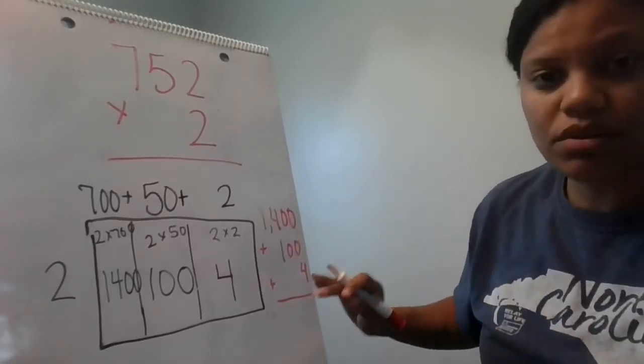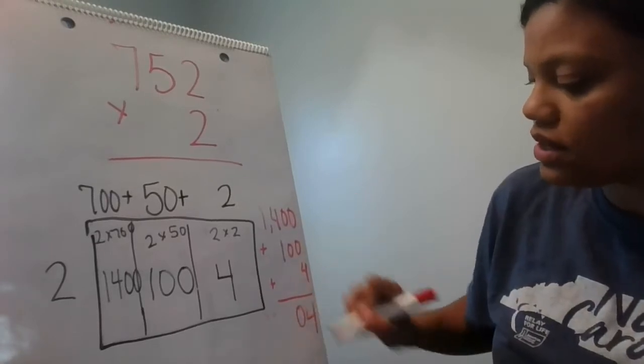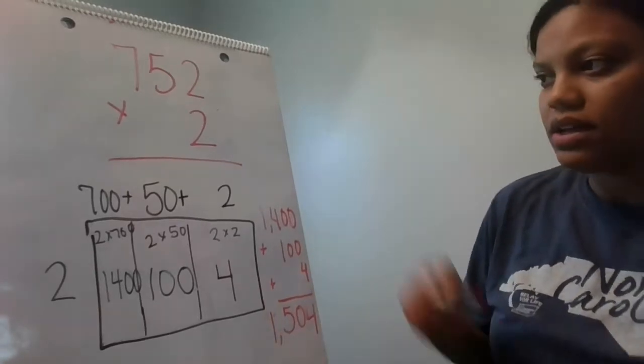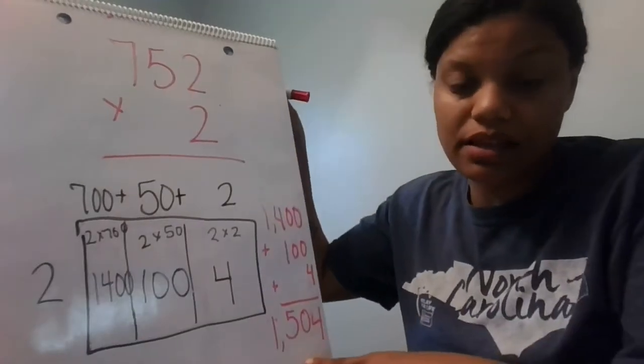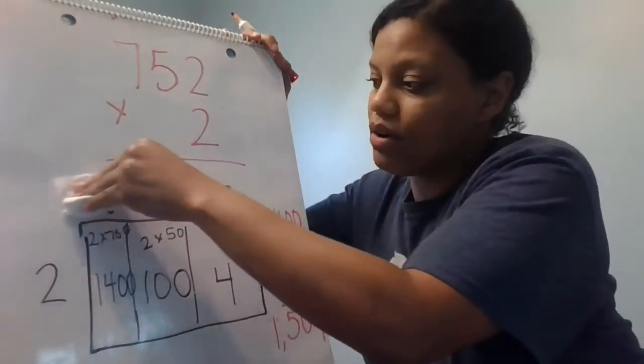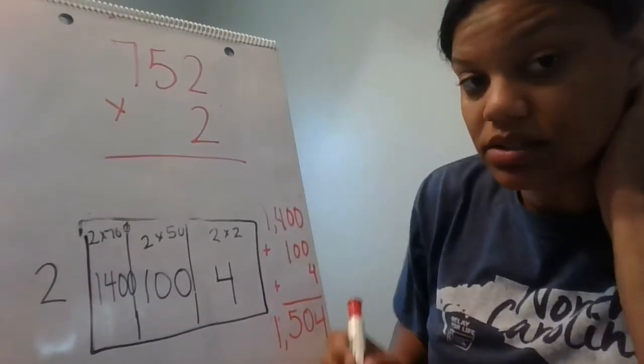So I'll come down. 0 plus 0 plus 4 is 4. 0 plus 0. 4 plus 1 is 5. Drop the 1. Now I'm going to come up here because it's telling me my product is 1,504. Let's check with the standard algorithm. So I'm going to just erase this top part and let's make sure my 5th graders got the same answer.